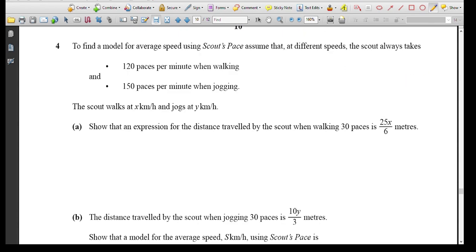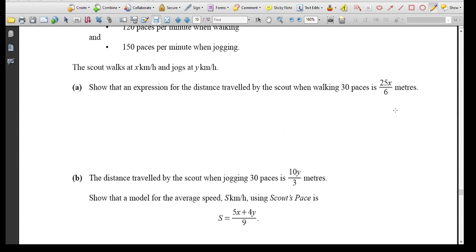Next, fourth question. To find a model average speed for using scout space, assume that there are different speeds. The scout always takes 120 paces per minute when walking and 150 paces per minute when jogging. The scout walks at x kilometers per hour and jogs at y kilometer per hour. Show that an expression for the distance traveled by the scout when walking 30 paces is 25x/6. So they are going to only walk, and we know the time taken is 1/4 of the minute, and the distance differs because the speed is different.